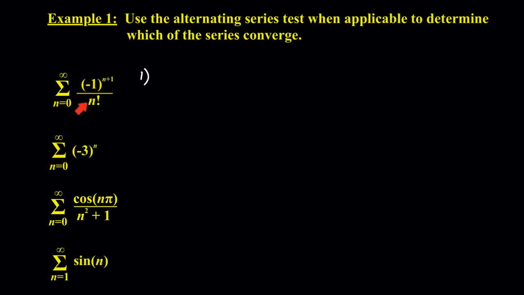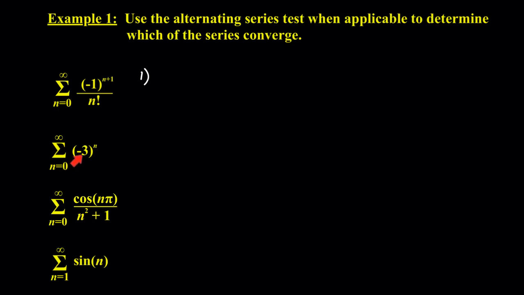Do these values get smaller? Yes, they do get smaller as n gets larger, and this does go to 0. And so it does approach 0. Therefore, this does converge.